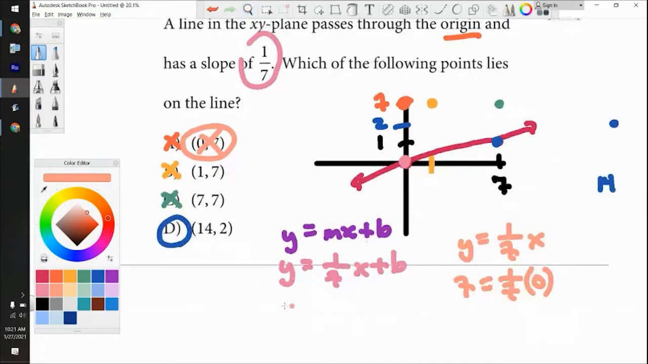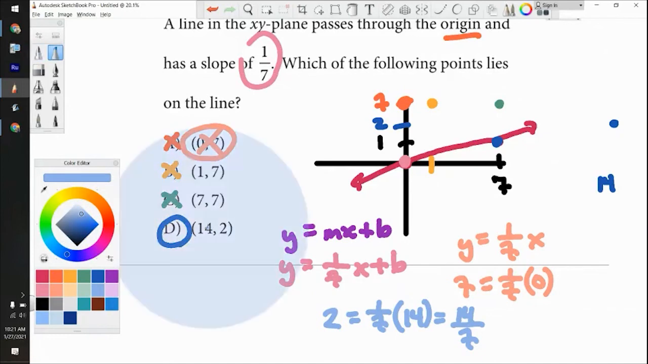Because if you did, let's see here, blue. If you did 2 for the y is equal to 1/7 times 14, well, this is just 14 over 7. 14 over 7 is 2. So that's, again, another way of showing that this is the answer.